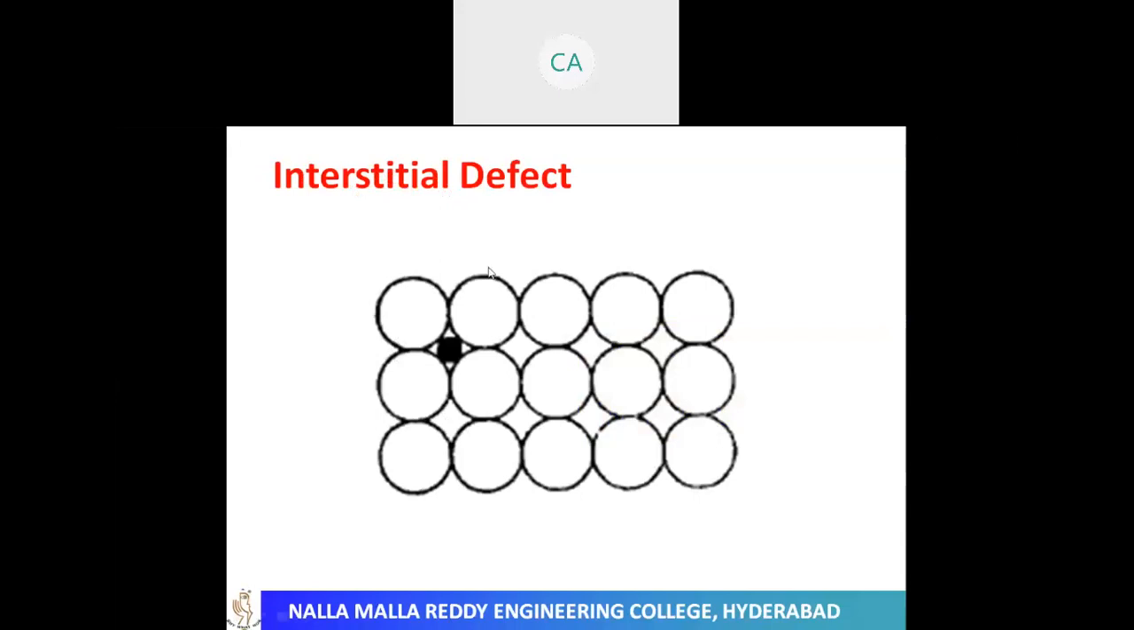Interstitial defect. Here you can see that extra atoms or molecules are present at the interstitial sites. They should not be here, but they are here in addition to their normal positions, that is interstitial defect. Since extra constituent particles are present in the interstitial sites, it increases the density of the solid.